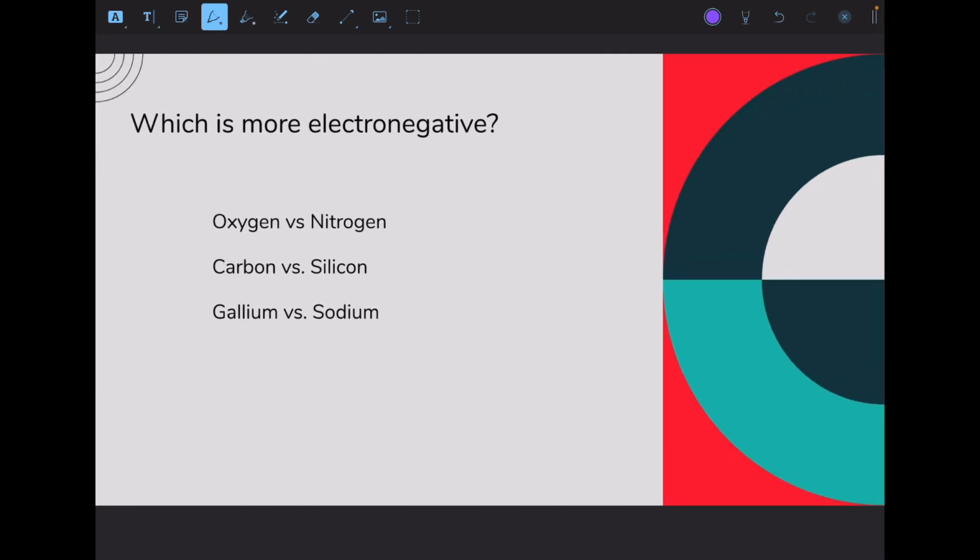So if we look at the periodic table, pause the video really fast, try and figure out which of these is the most electronegative just based off of the pattern of who is closer to fluorine. Between oxygen and nitrogen, we have oxygen is more, carbon versus silicon, carbon is more, and gallium versus sodium, gallium is more electronegative.